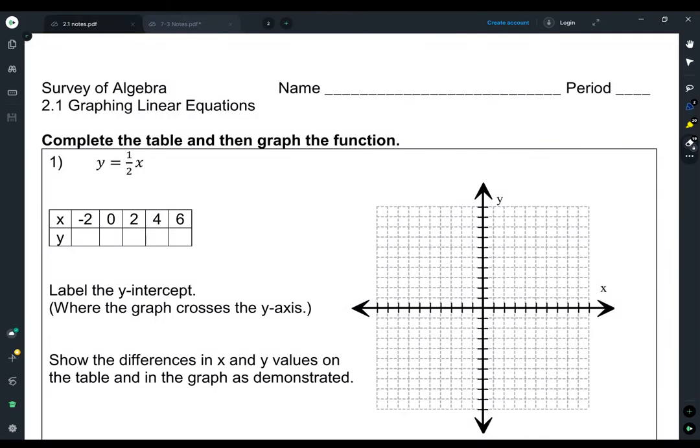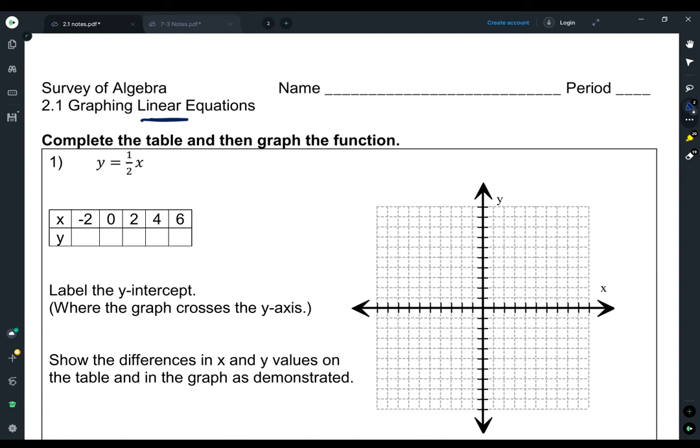Survey of Algebra 2-1, Graphing Linear Equations. So for beginning graphing linear equations, we're going to go ahead and complete a table, and then we're going to graph. And we say linear because we're looking at a line here. So we're going to be graphing lines today.